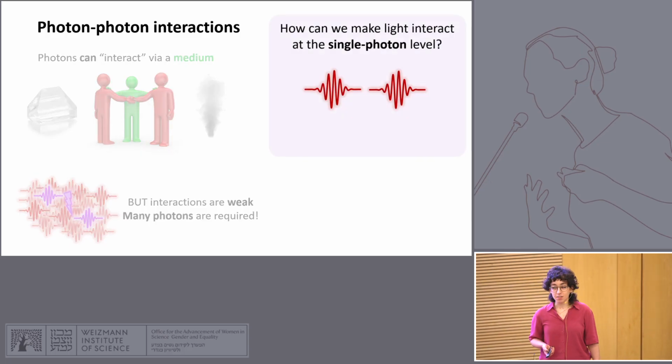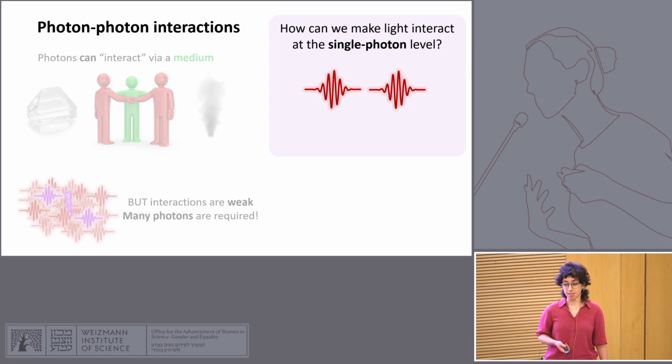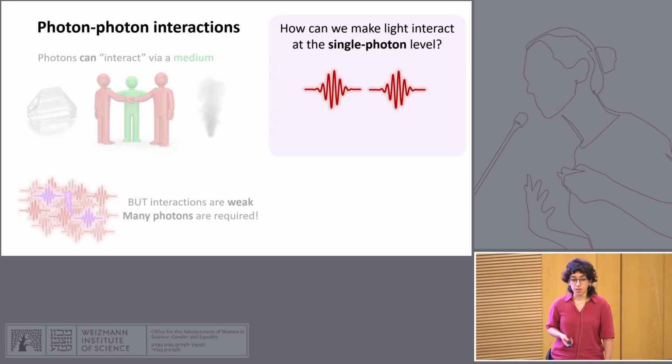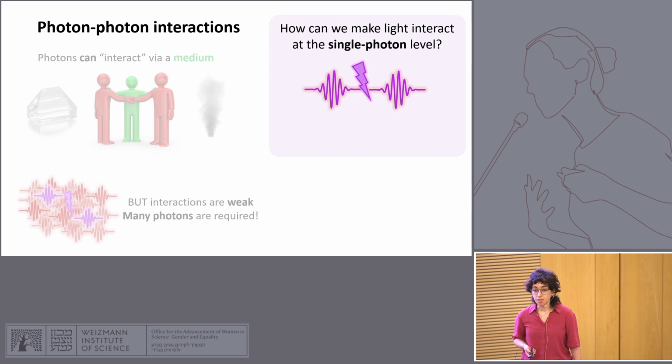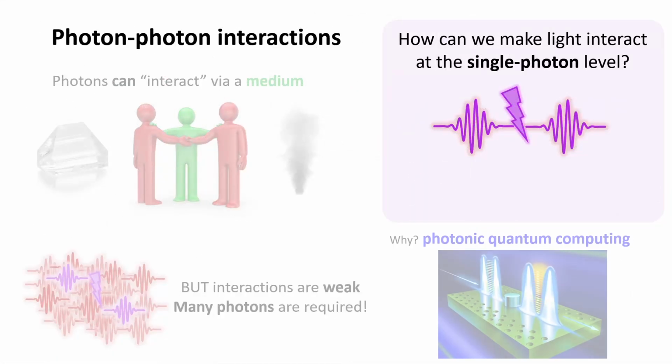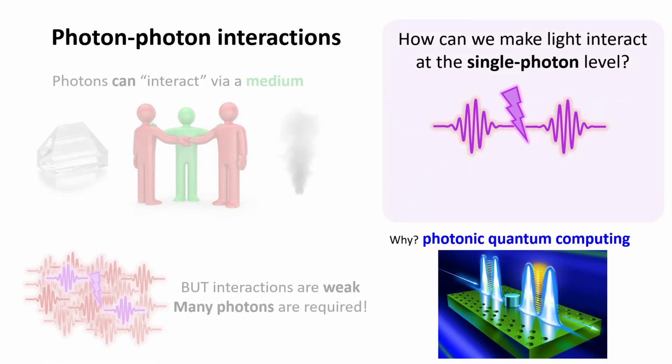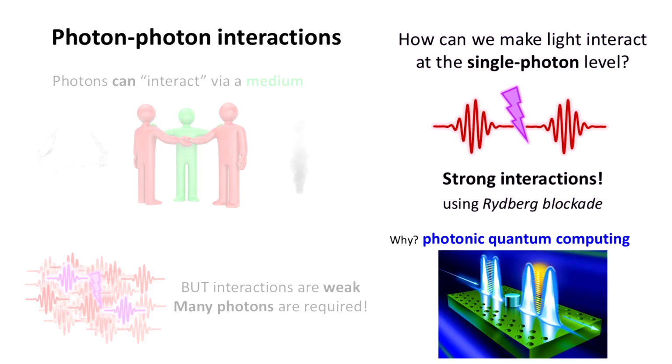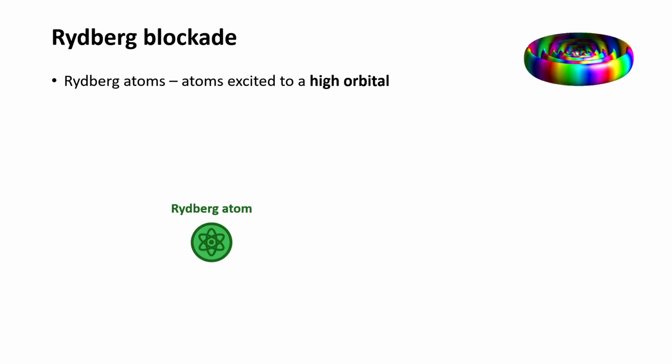So we want to ask, how can you make light interact with itself at a single photon level? We want to send only 2 photons and be certain that they will interact. Our motivation is that we want to build a photonic quantum computer, and if we want to do it efficiently, we need these photon-photon interactions. So the answer is that we need strong interactions, and we're going to achieve them using something called Rydberg blockade. Once again, it's not the one in the Gulf.